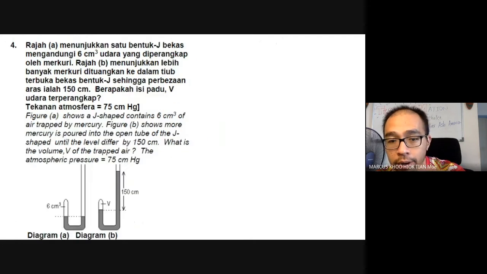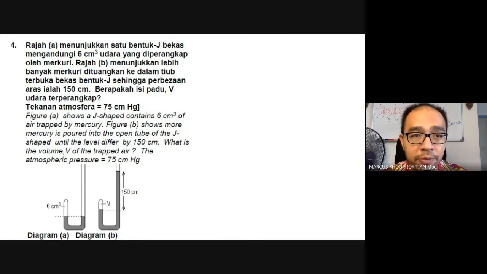All right. One last question. Sorry, I'm rushing because I have to go. In this case, also the same thing. You have figure A shows a J-shaped tube, contains 6 cm³ of air trapped by mercury. Now figure B shows more mercury is being poured in, so we add some more mercury inside, and there is an additional 150. So what is the volume of the trapped air inside over here?